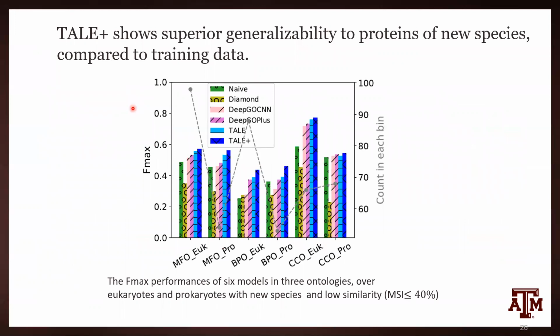Secondly, we compare different methods on the new species and also low similarity, where the MSI is below or equal to 40%. Moreover, we split those subsets over eukaryotes and prokaryotes. So as a result, over these 6 bins, we can see TEL and TEL plus actually show the superior performance here. So that means TEL plus shows superior generalizability to proteins of new species compared to the training data.